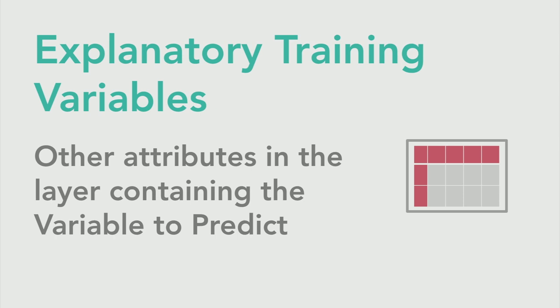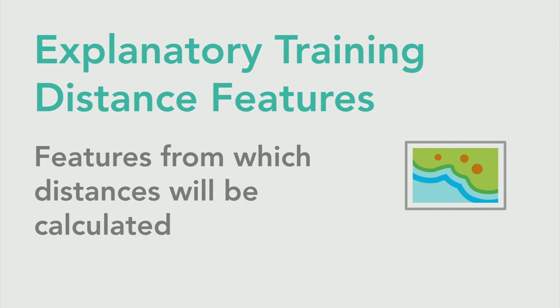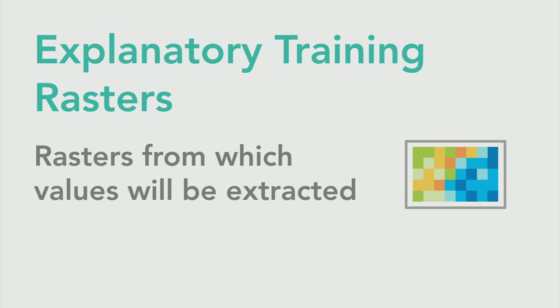But we also accept explanatory training distance features. So let's say that you are trying to model something like air quality. And distance to roads is going to be an important predictor of air quality. Instead of calculating distance to roads and then adding that to your table, you could just provide the tool with a road feature class and it will calculate those distances for you. Or you could provide an explanatory training raster. So a similar concept. If you have rasters with information that you want to train your model with, you can provide the tool with the rasters, and the tool will extract values from those cells and add those to your table. So you can add those explanatory variables through those three different methods.